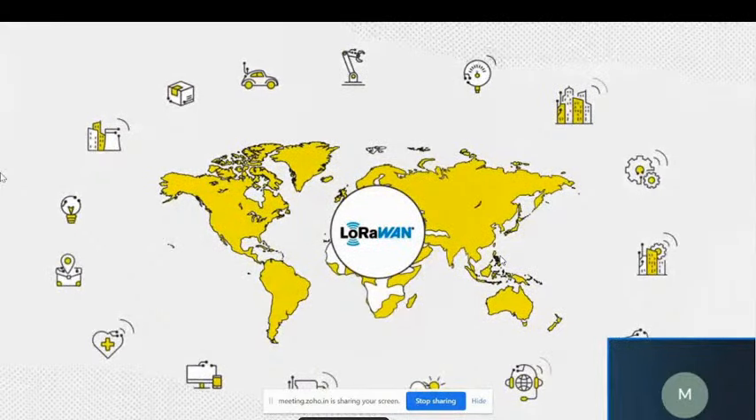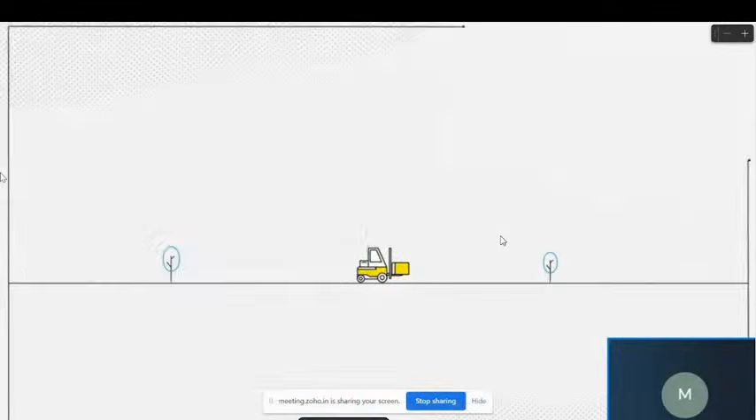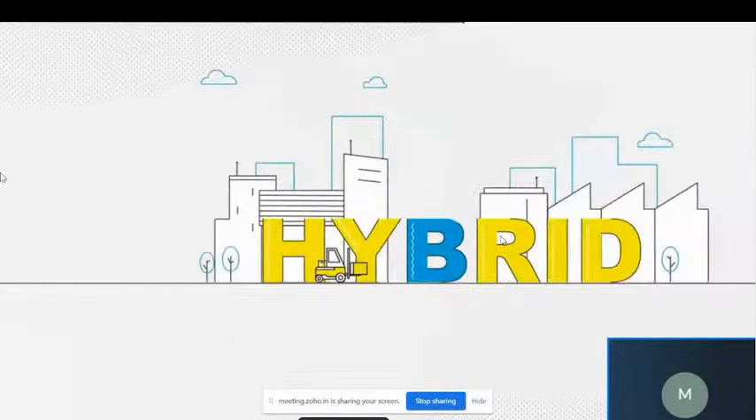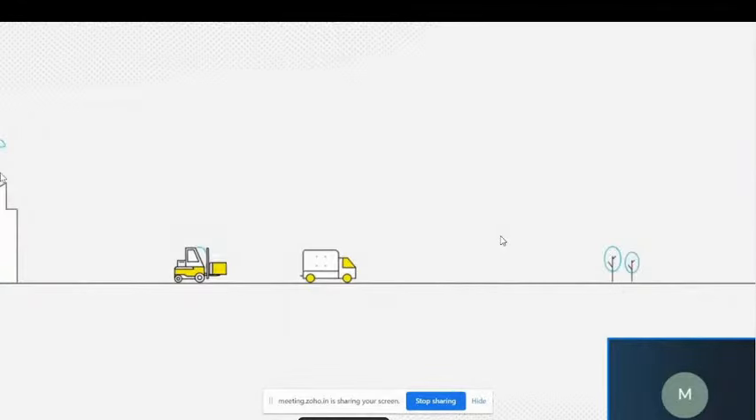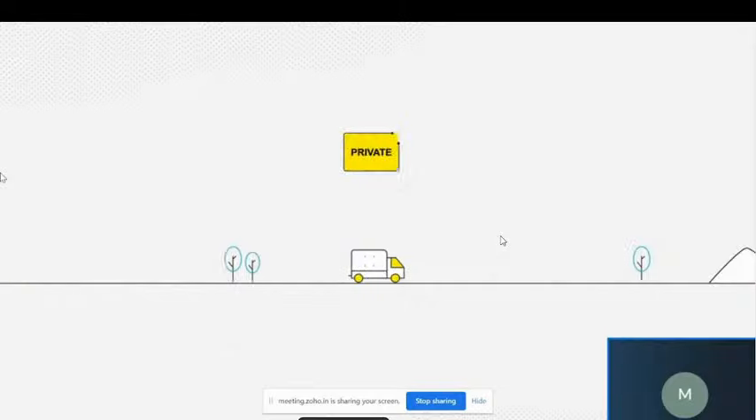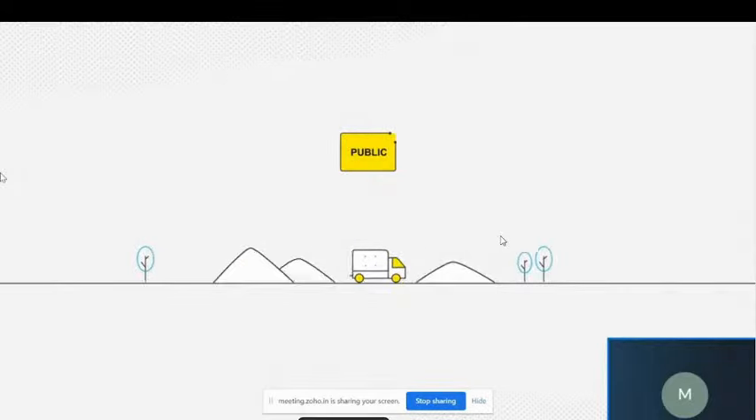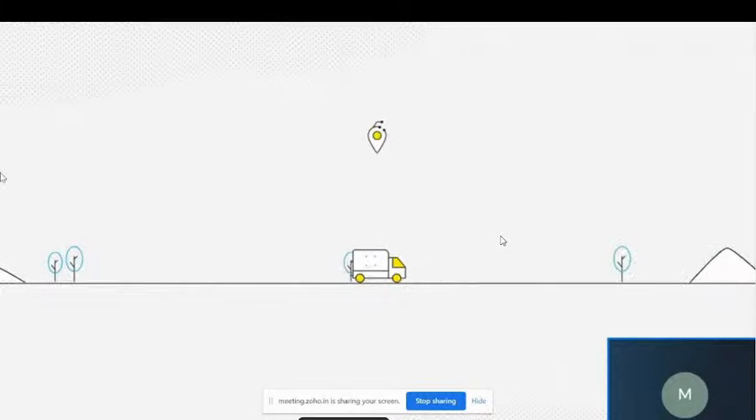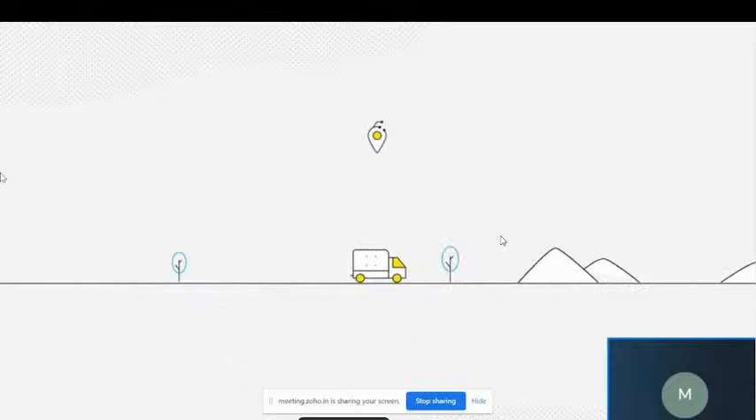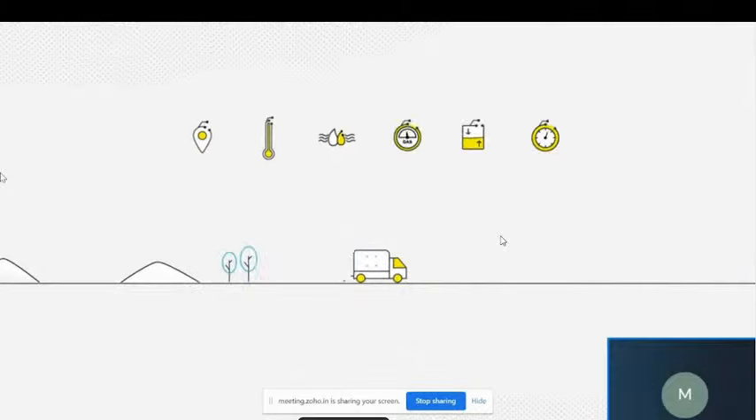What about sensors that move out of range of a public or private network? A hybrid network creates an opportunity for connectivity when a sensor is moving from point A to point B between private and public networks. When using both private and public networks, you can not only track an asset's location, but while it is moving, you can track its temperature, moisture level, or other sensor data you need.